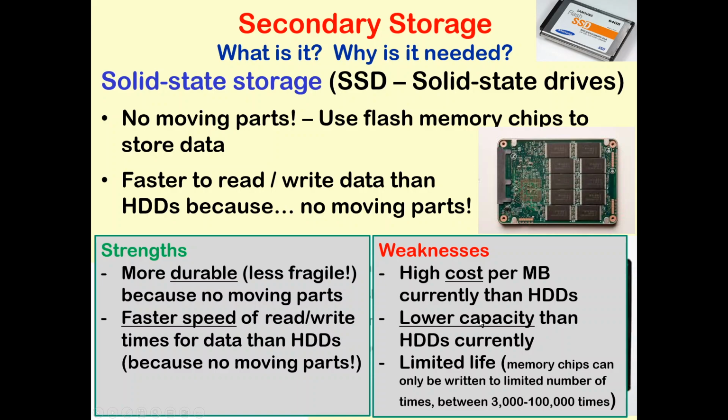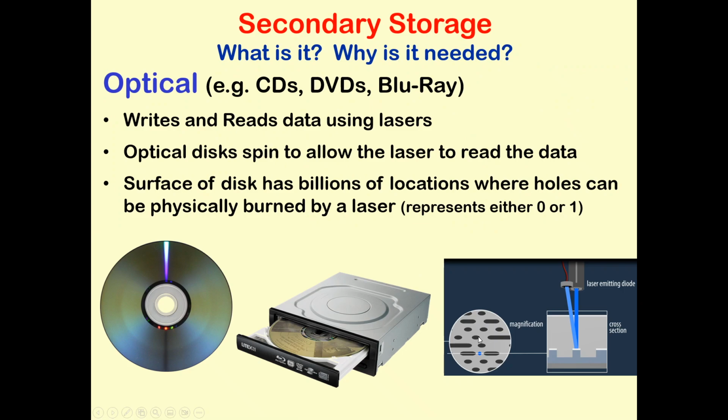And the final type of secondary storage is optical. Optical is any disk that is read or written to using lasers. This is where a laser shines onto the surface of the disk and reads the data, which is stored in little holes in the disk or little indents called pits or lands. The laser reflects off the disk and reads the data as binary, ones or zeros.